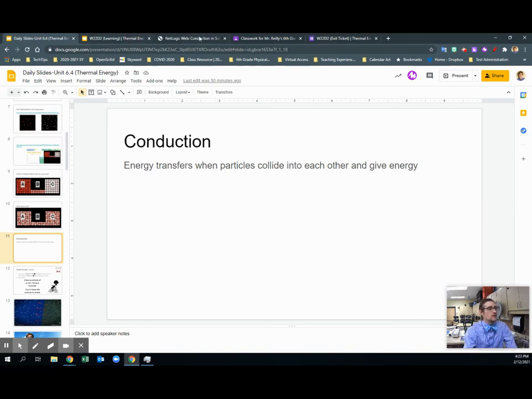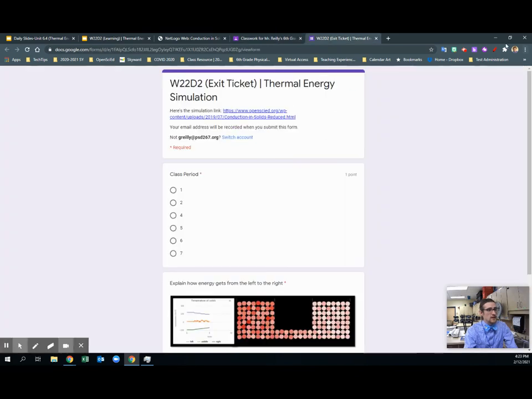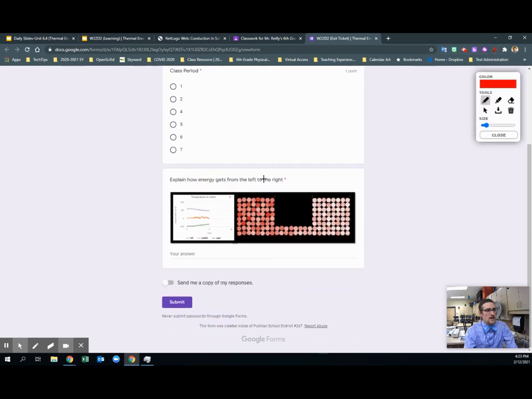So what you can do is open up in Google Classroom your exit ticket for today, and hopefully it shouldn't take you more than a couple minutes, but that basic question is, how does the energy get from that left side to the right side? When we have this very hot object on the left, how is it that that energy is transferring across? Talk to me about the motion of the particles. Talk to me about this idea of energy transfer. Overall, how is that causing this fella on the right-hand side to warm up?